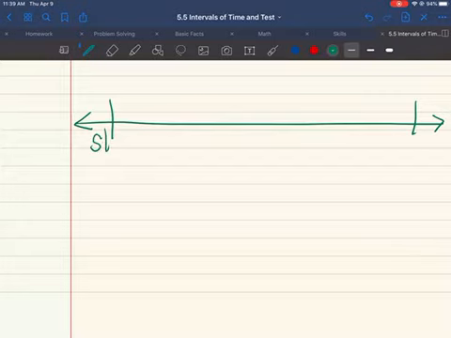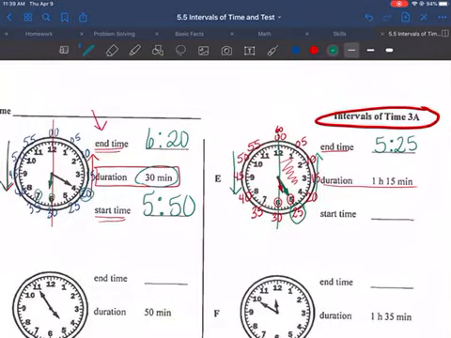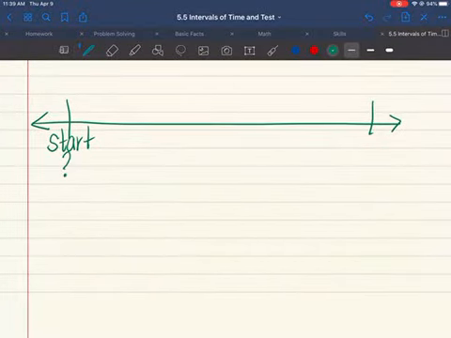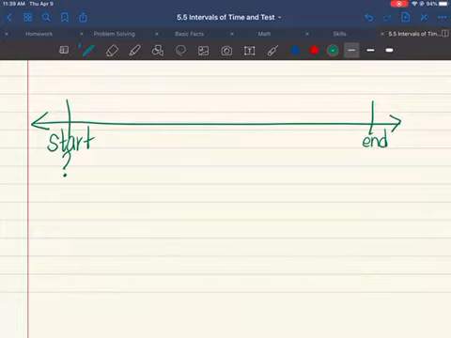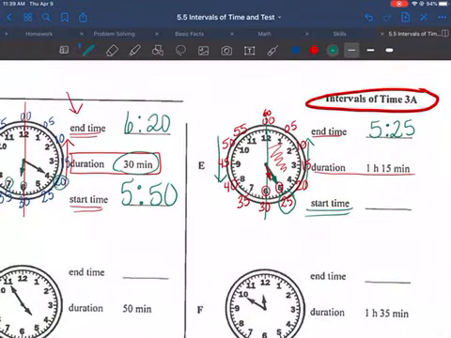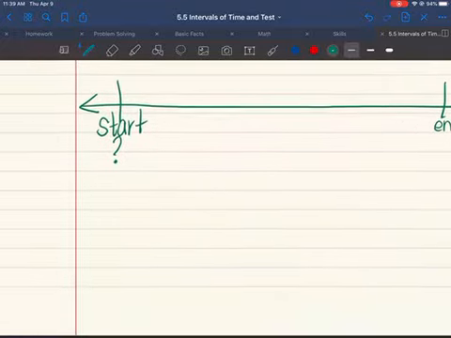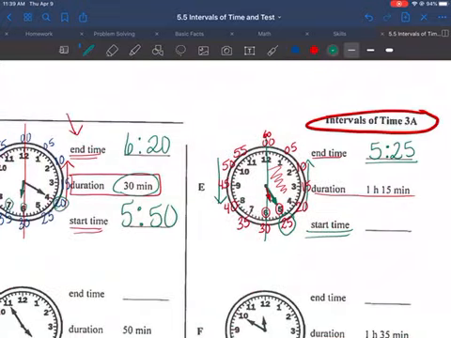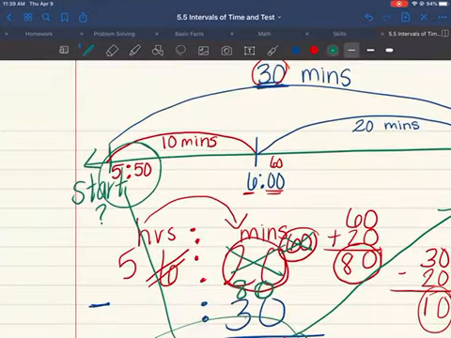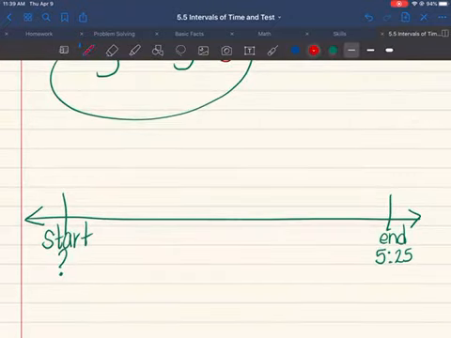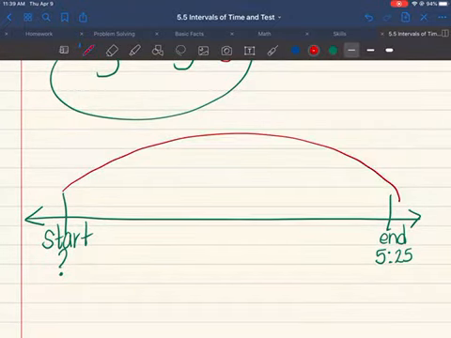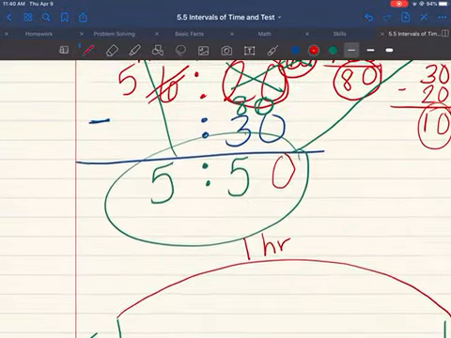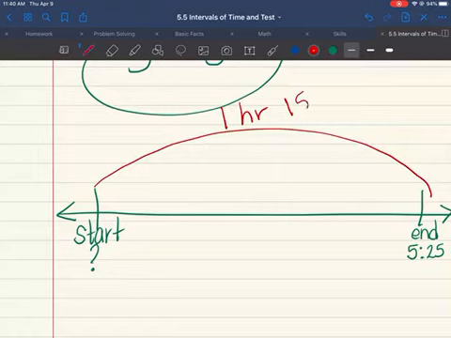Do we know our start time? We do not know start, so I'm going to put a question mark. Do we know the end time? Yes, we do. It's 5:25. Do we know the duration? 1 hour, 15 minutes. Yes, we do. So from here to here, we're going to jump 1 hour, and I believe it was 15 minutes. Yes, 15 minutes. 1 hour, 15 minutes.